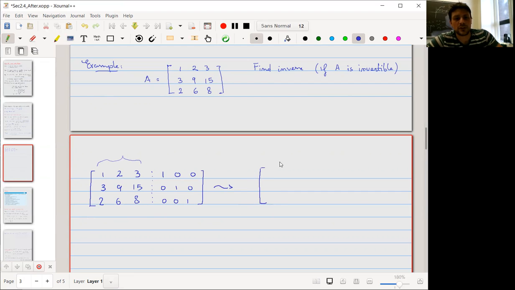So here are the operations I'll do. The second row, I will subtract 3 times the first. So I get 1, 2, 3, 1, 0, 0. And here I get 0. 9 minus 6 is 3. 15 minus 9 is 6. Negative 3, 1, 0. And then here I'll subtract twice the first row from the third. And I'll get 0, 2, 2, minus 2, 0, 1.